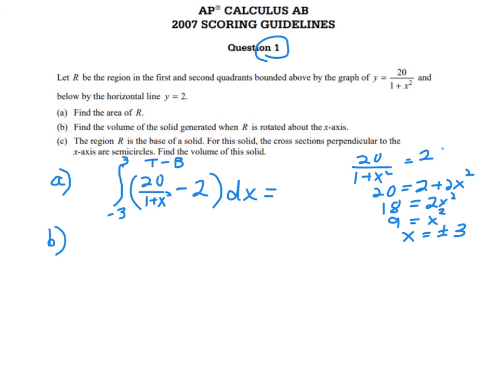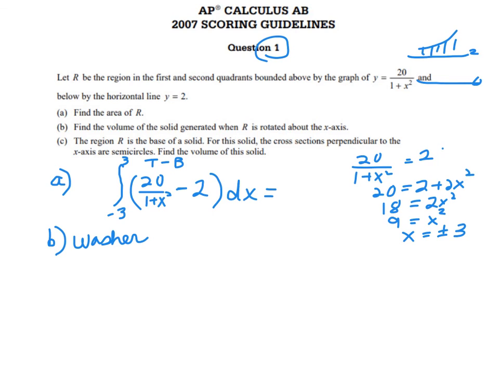B says, find the volume of the solid generated when R is rotated about the x-axis. All right, so we have this function. I don't really know what this function looks like. And then we have y equals 2, and we've got that area in between, and here is the x-axis, right? So here's 2, here's 0. This looks like washer to me. So this is a solid of revolution using the washer method.